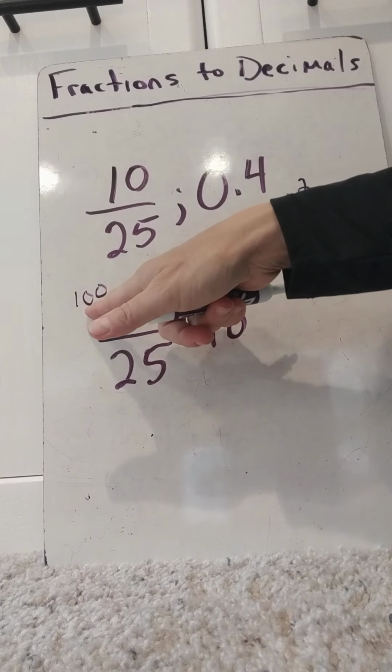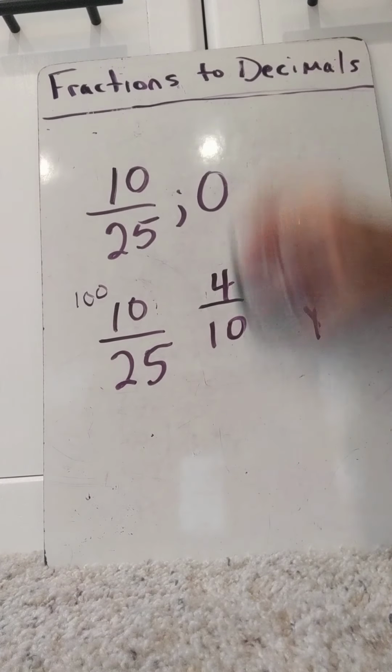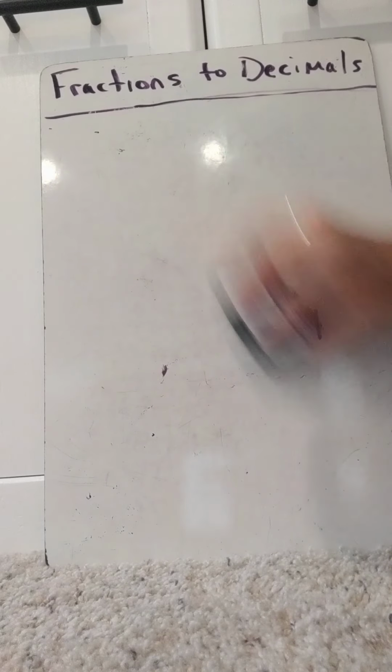Do these equal 100 and 100? Yes, they do. Guess what? This is an equivalent fraction. Your answer to this would be yes. Yes, this is an equivalent fraction. 10 25ths and 4 tenths is an equivalent fraction. Okay. Let me give you another example. I'm going to give you a couple more of these so that you really understand.